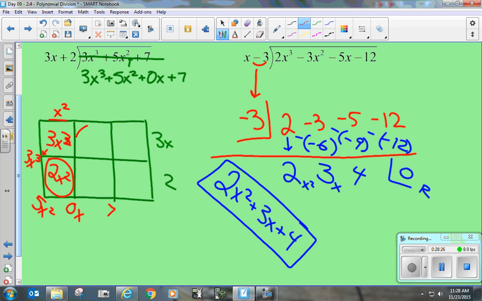So now I can fill in this box. What do I add to 2x squared to get 5x squared? 3x squared, which means I can do this. What times 3x is 3x squared? 1x. Which means now I can fill in this box. What goes there? Yes, 2 times x, right? 2x, which means I can fill in this box. What do I add to 2x to give me 0 x's? Negative 2x.